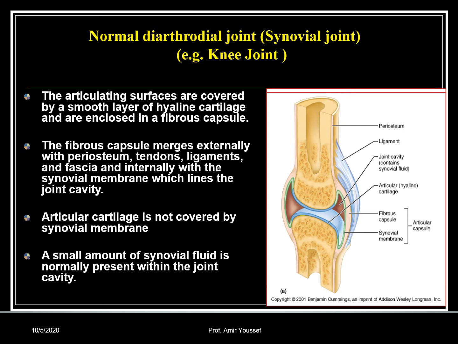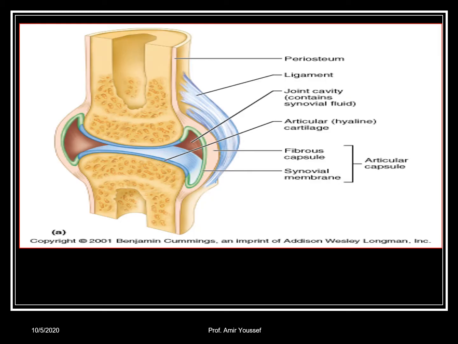Articular cartilage is not covered by synovial membrane. A small amount of synovial fluid is normally present within the joint. This is the periosteum, and this is the ligament of the knee. Joint cavity contains synovial fluid here, fibrous capsule, synovial membrane, and this forms the articular capsule.